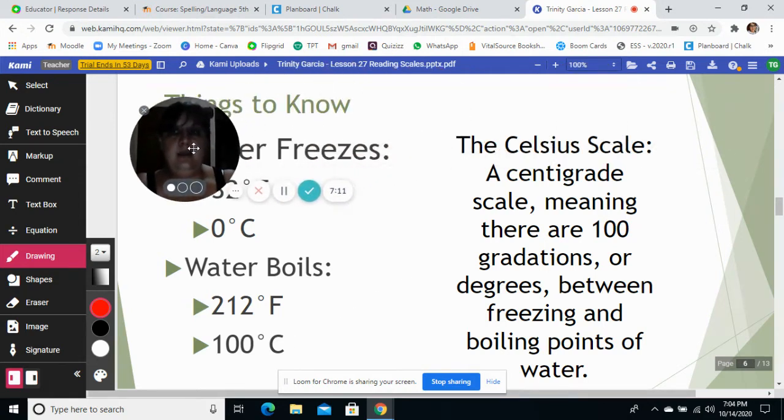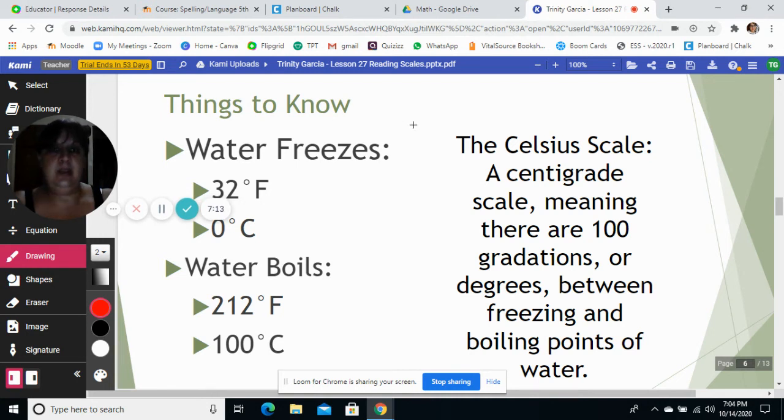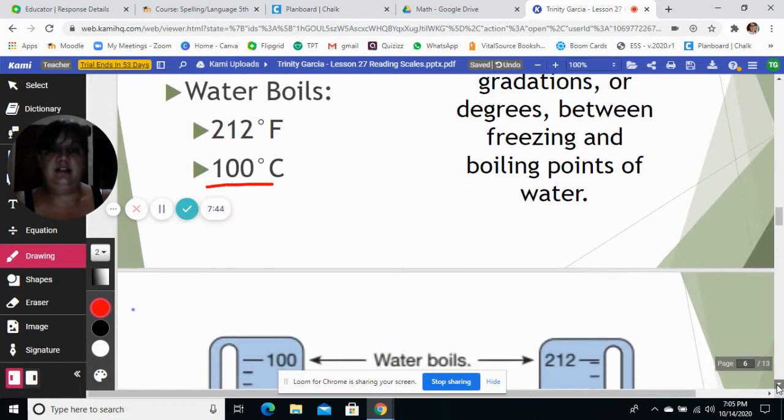Now, over here it tells you the Celsius scale is a centigrade scale, meaning that there are 100 gradations or degrees between the freezing and boiling points of water. There's 100 degrees difference. You can see that here, okay? So 0 is freezing and 100 is boiling. So there's 100 degrees difference in the Celsius scale. All right, let's move down.